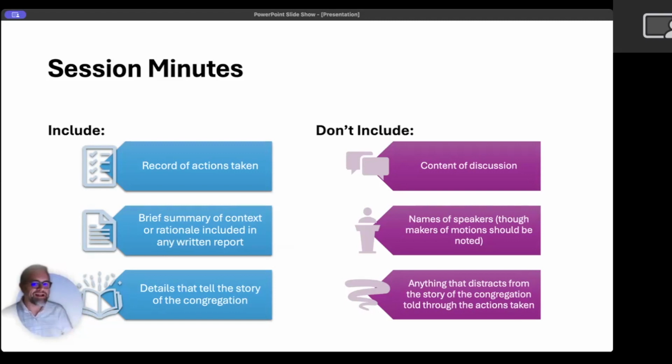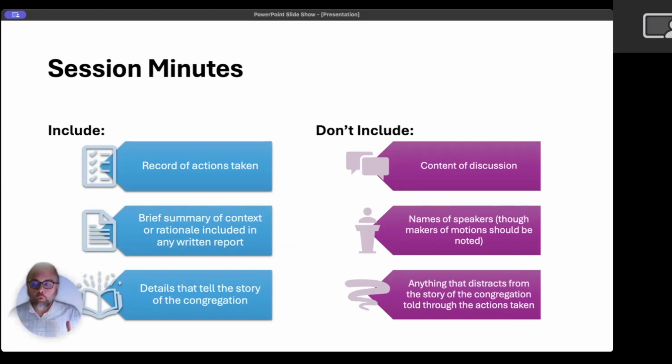So some things not to include in your minutes. Please resist the temptation to include the content of the discussion. Don't list out everybody who spoke and what they said. That is making more work for yourself, not just in that moment of writing the minutes, but also in having them approved. So then everybody's got to read through it and say, did I actually say what the minutes said I said? And did the clerk get it right?